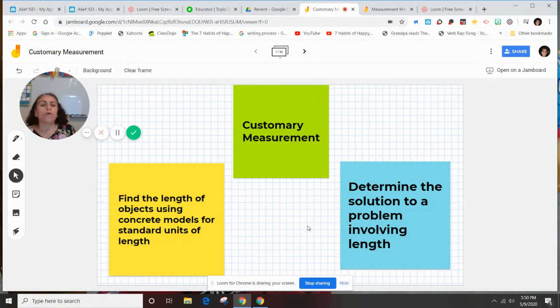Okay, so for this lesson, we're going to find the length of objects using concrete models of standard units of length, and we're going to learn which units of length we're going to use with customary measurement. And we're also going to determine the solution to problems involving length.